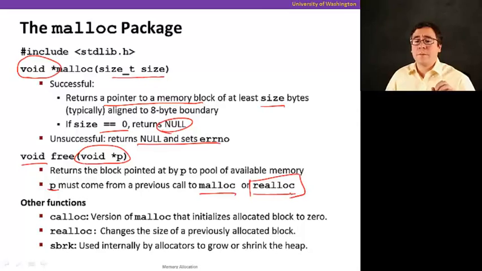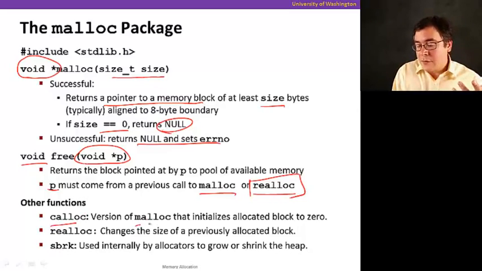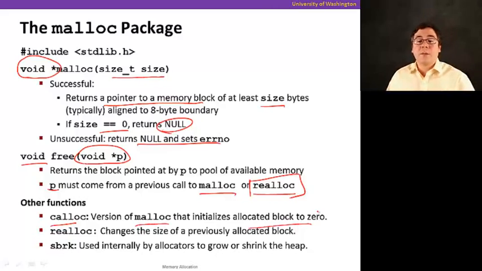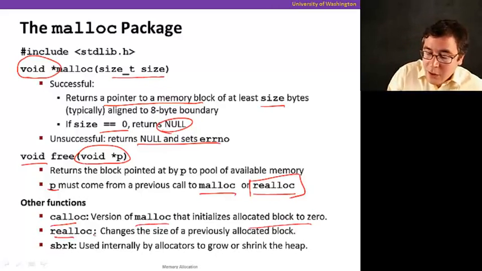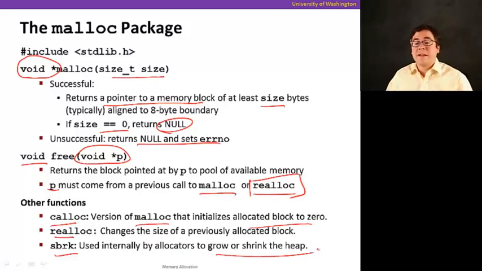So let me give you an example. By the way, the other functions are also calloc, which is essentially another version of malloc that sets the allocated block to 0. Realloc just resizes the block. And sbrk is used internally by the allocator to grow or shrink the size of the heap. That's a system call.